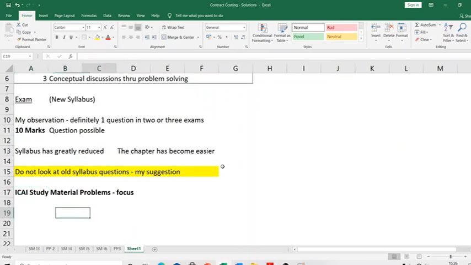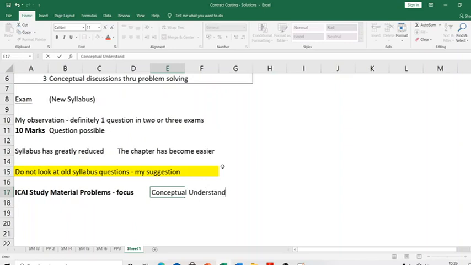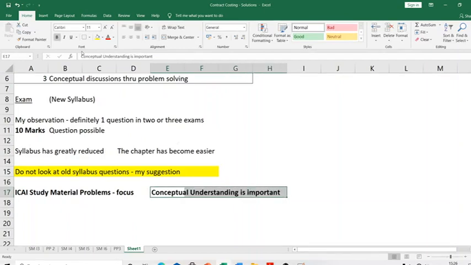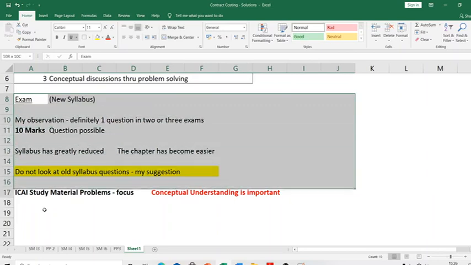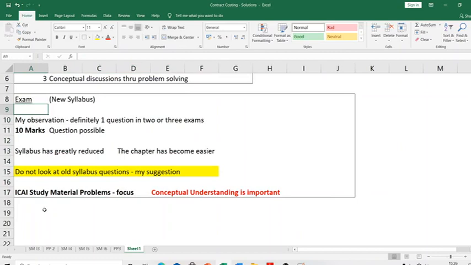But again, let me emphasize this. Let me put it here. Conceptual understanding is important. Okay. So even if you practice only 3 or 4 problems, but for all of them you thoroughly know what you're doing and why you're doing it, then any other problem will automatically become very easy for you. So that's something I would like to say. So this is what I'm going to restrict my discussion about the exam, your preparation and your focus to.